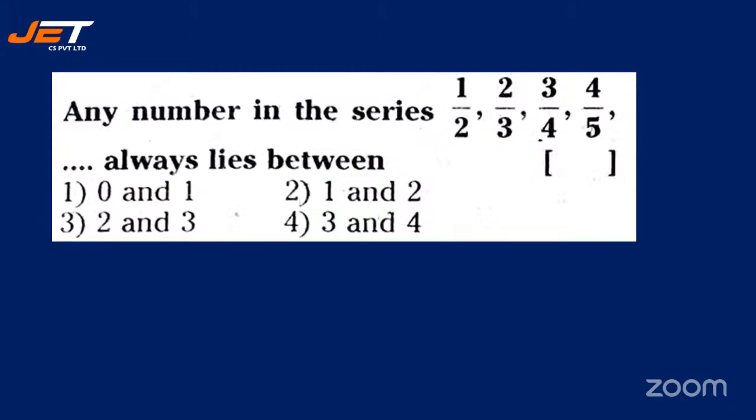Any number in the series 1 by 2, 2 by 3, 3 by 4, 4 by 5 always lies between 0 and 1, 1 and 2, 2 and 3, 3 and 4. Fractions, students. Numerator, denominator: which one is greater, which one is lesser. Please note that and answer this question.